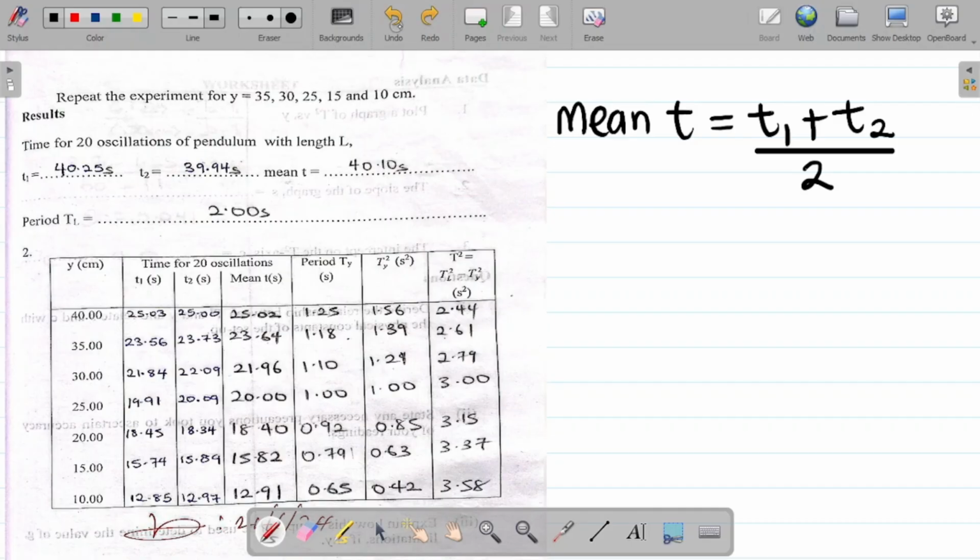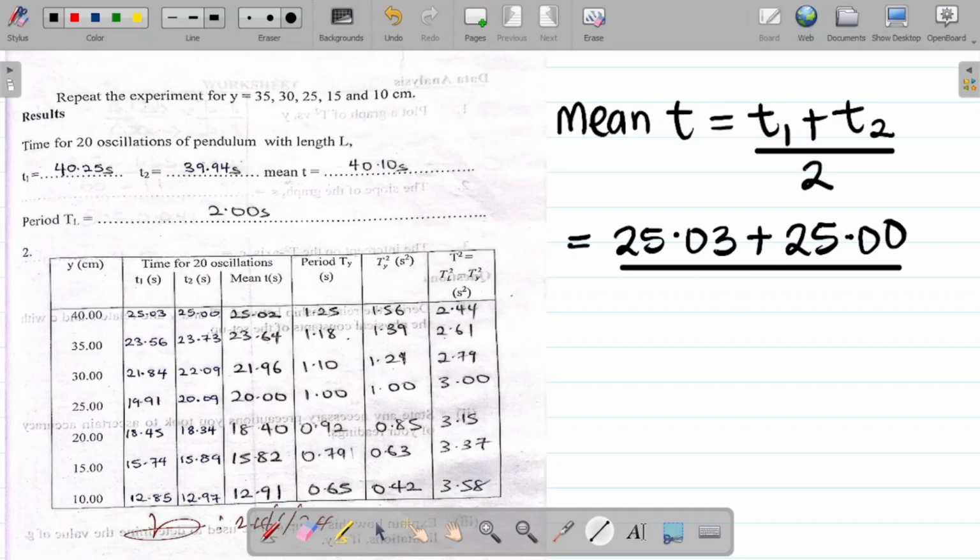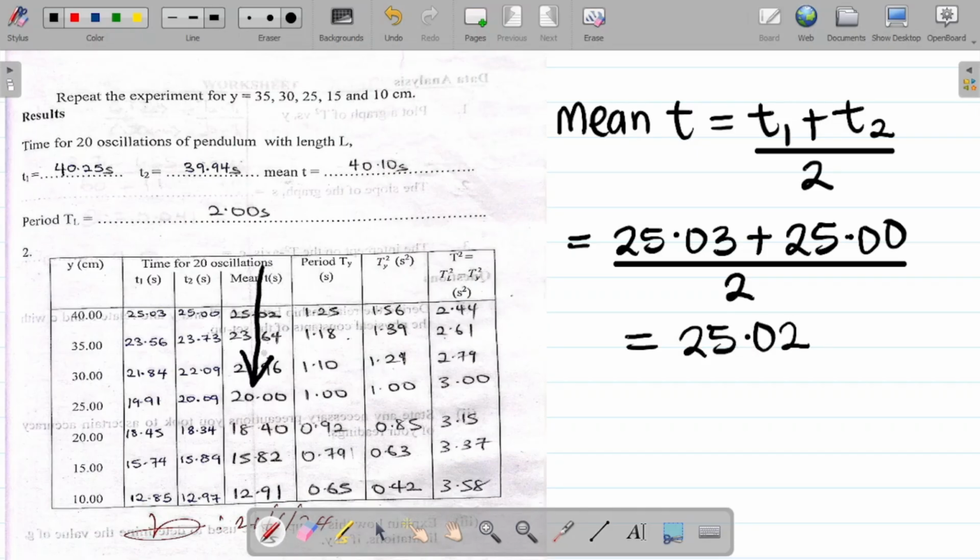So that becomes 25.03 plus this value here, 25.00, divided by 2. If you do this, your value will be equal to 25.02. So this is how we fill up this column. Do the same thing for all of this and you fill up this column.